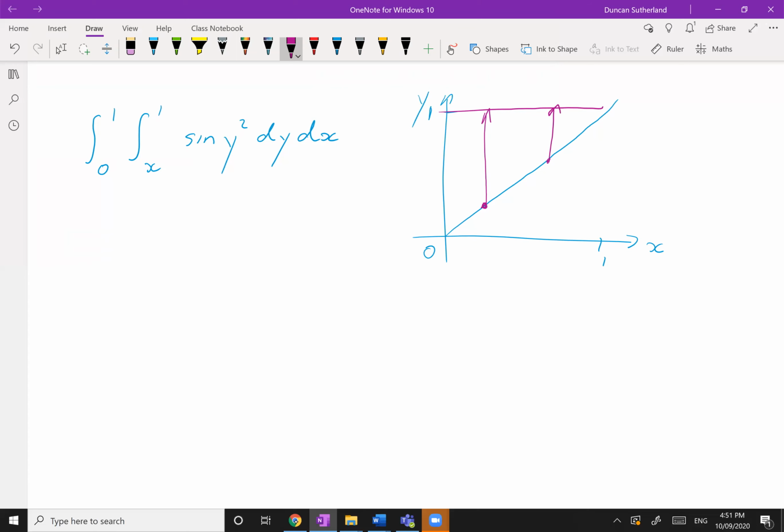If we were to integrate with respect to x first, that is, we choose a value of y, we integrate to this line here. This line is, well, it's y equals x or x equals y. Our x limits would be 0 to y. So let's recast our integral in that order. Y would now go from 0 to 1.